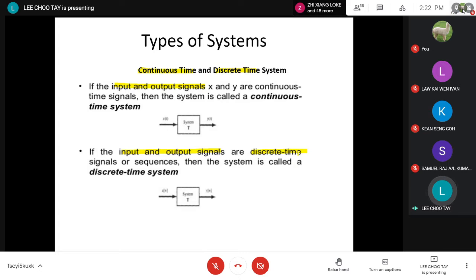That's why, before we learn the system, we need to know the signals. That's why I defined earlier what a discrete time signal is and what a continuous time signal is. Then this kind of system is called a discrete time system.